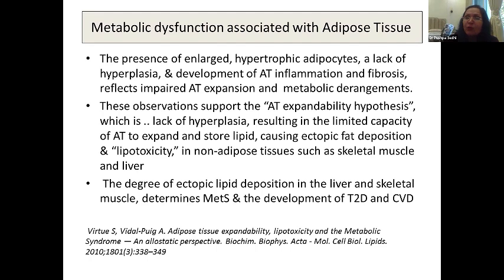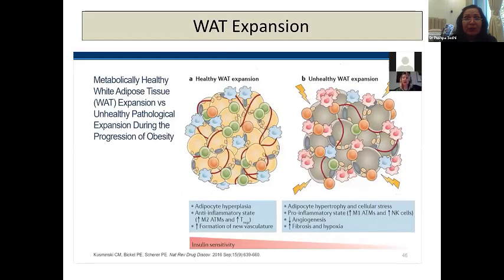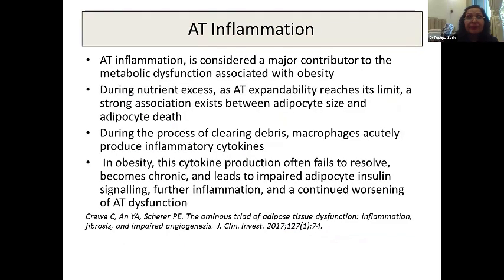So the fat looks for ectopic areas. And you have sarcopenic obesity, you have non-alcoholic fatty liver disease. The degree of ectopic lipid deposition in the liver and skeletal muscle determines the metabolic syndrome and the development of type 2 diabetes and cardiovascular disease. So here you have a normal, healthy white adipose tissue expansion where it is leading to hyperplasia. The cell numbers are increasing. But here, this is hypertrophy. The cells remain the same, but the expansion is more. So they become unhealthy, and this will be metabolically unhealthy.